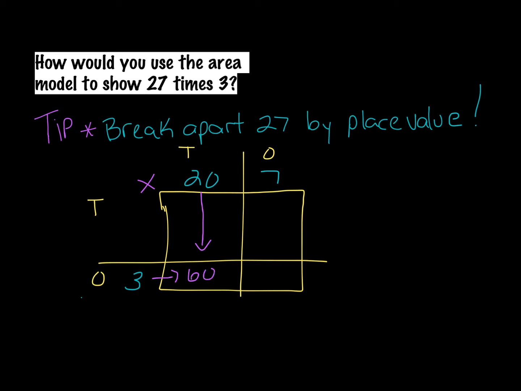And 20 times 3 is 60. And where they meet is where you write the number. And 3 times 7 is 21. Then you're going to add those partial products up. 60 plus 21 equals 81.